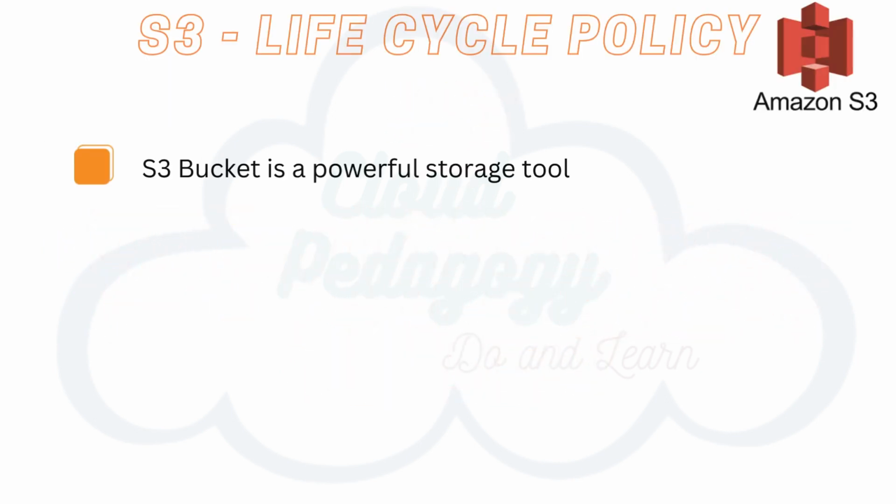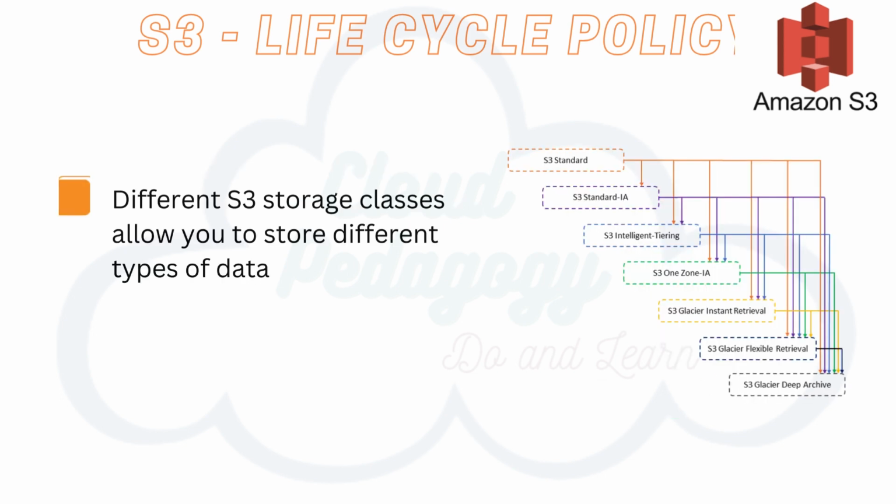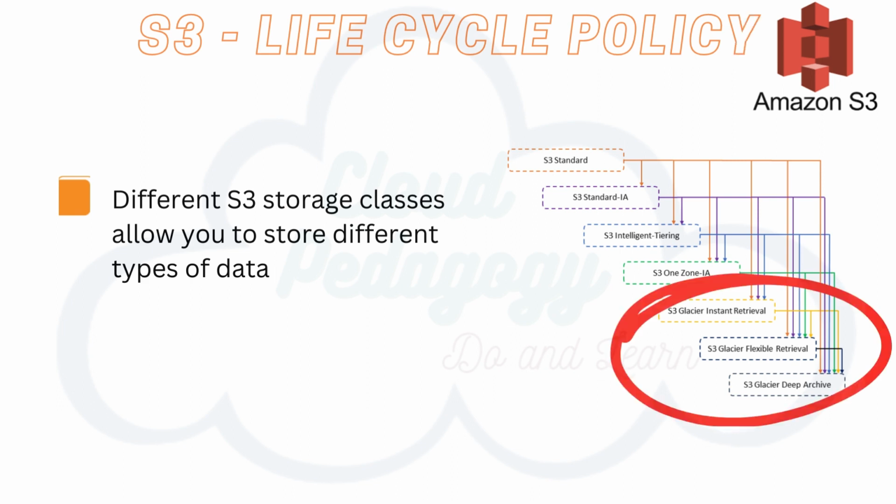Amazon S3 is a powerful storage tool for cloud computing. AWS allows users to implement lifecycle policies on S3 buckets for optimizing cost. As the name suggests, a lifecycle policy allows you to specify actions to perform on objects based on their lifecycle. Different S3 storage classes allow you to store different types of data according to your access needs. For example, AWS Glacier is a long-term archive storage service that provides lower cost storage than other AWS storage options.